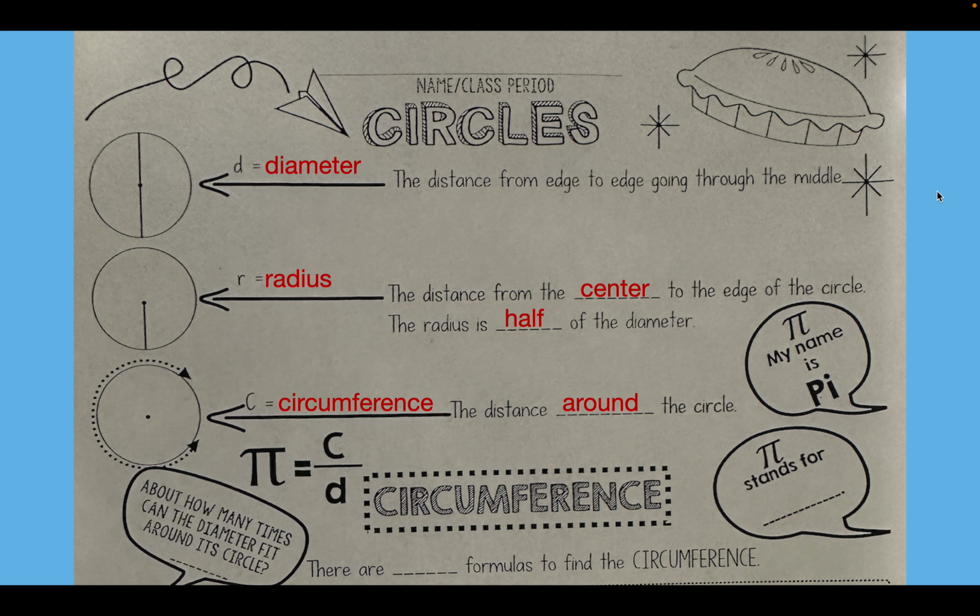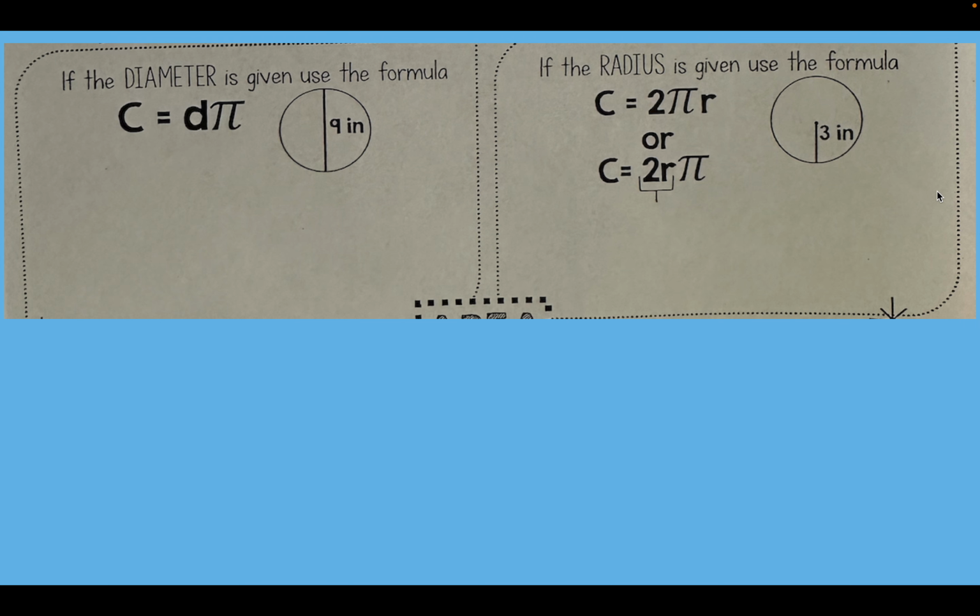Alright, there are 2 formulas for the circumference. They look different, but they are the same. They are equivalent. Okay, these are your 2 different formulas. Circumference equals diameter times pi. And circumference equals 2 pi r, which would be 2r times pi.